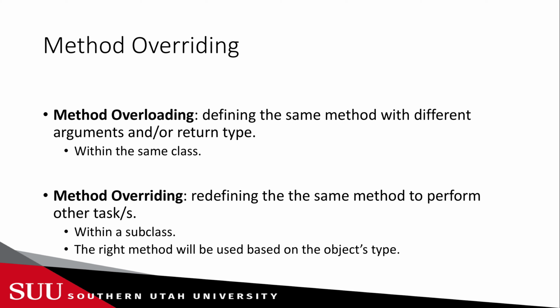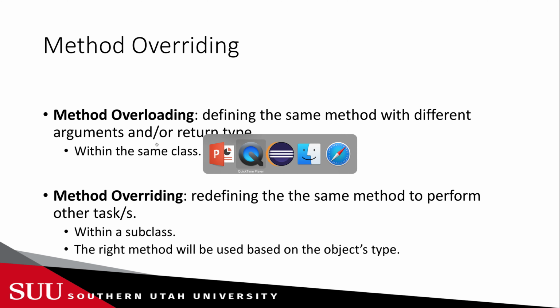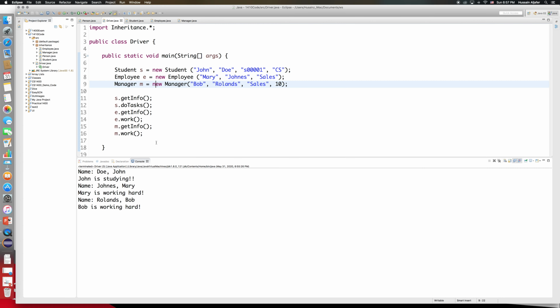So if I have class A and class B, both defining a method called myMethod, and class B is extending A, then I'm overriding myMethod from A in B, and I can have different code to be executed in that method. Let's see a good example of that.